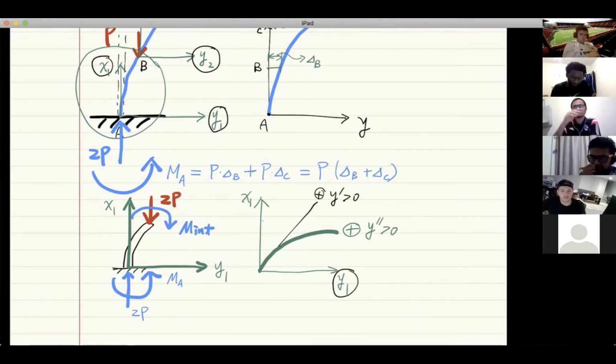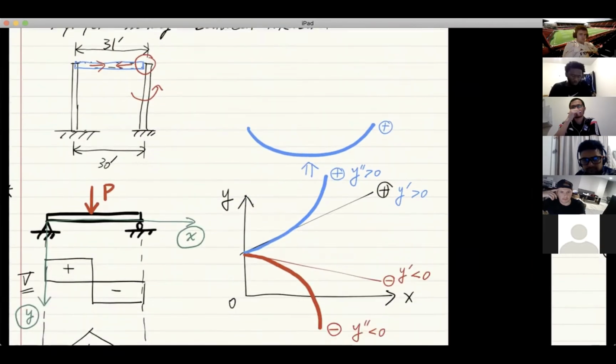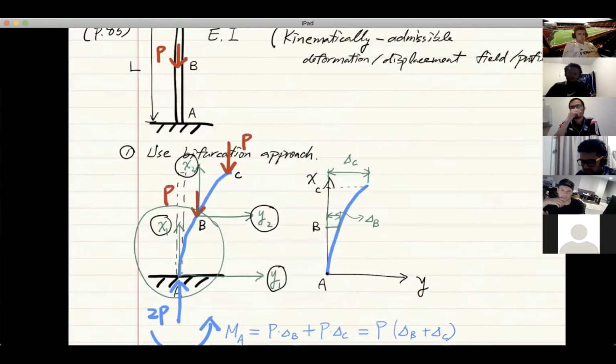Does it curve up, Professor, like you showed earlier? No. Or is this case different? No. That's why I have to make this clarification. Look at this one. Notice now we flipped x and y. In the earlier case it was a beam, and here we are looking at a column.